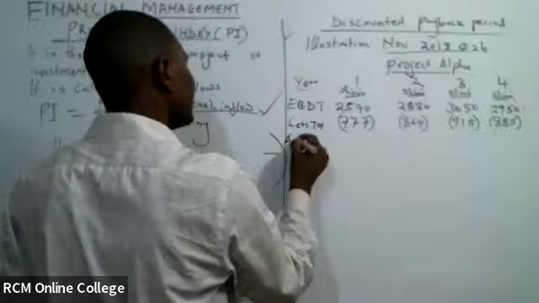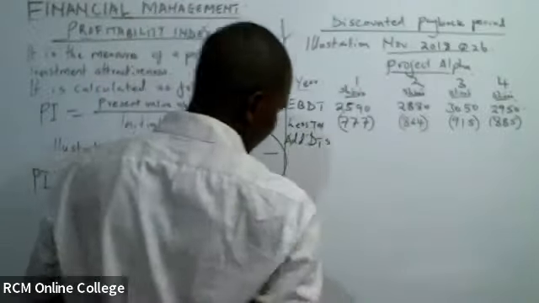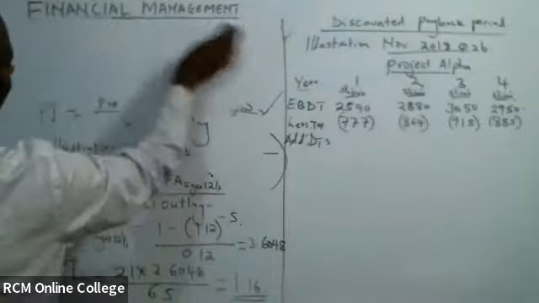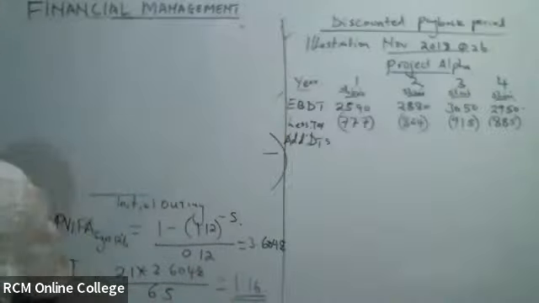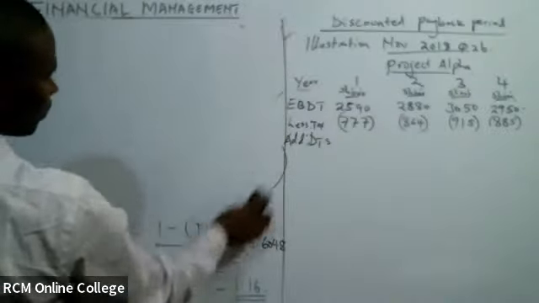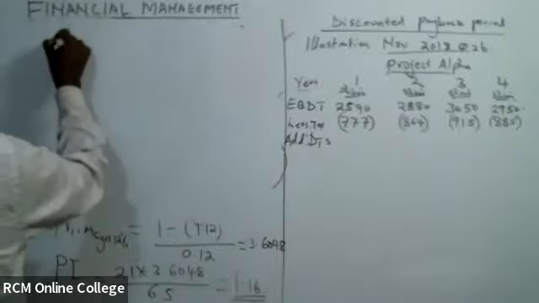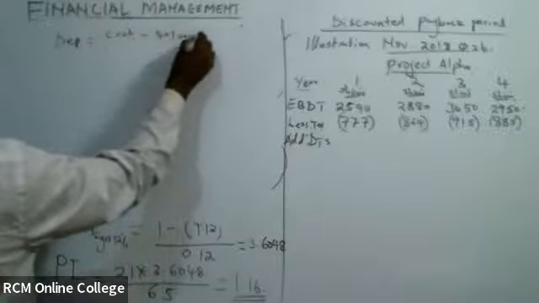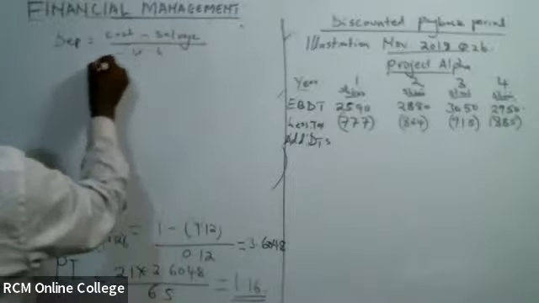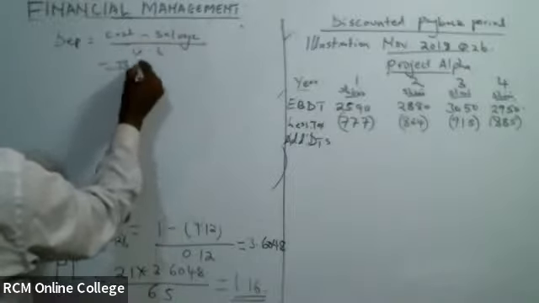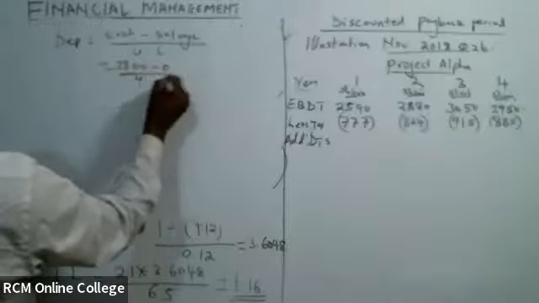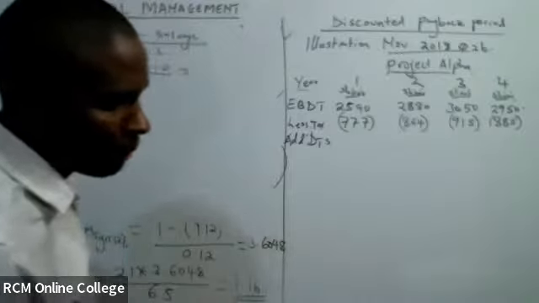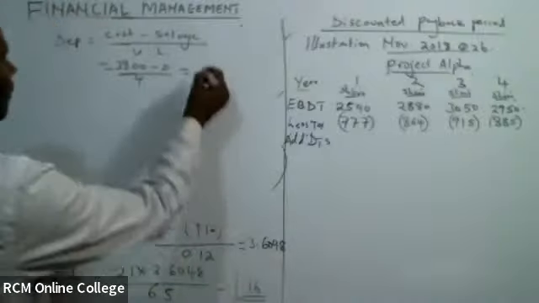Good. Then we add DTS. So DTS, I know it's tax times depreciation. So I have first of all to identify the depreciation. Depreciation for project Alpha. What is the cost? I know they told us to use straight line. So depreciation will be given by cost minus salvage divided by useful life. They told me salvage is 0. Here I have 3800 minus 0 divided by 4. What will be that? It's 950.